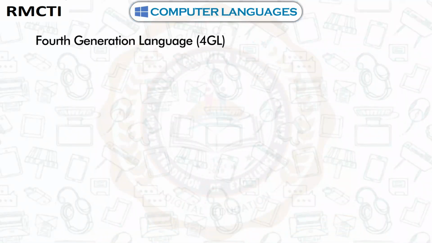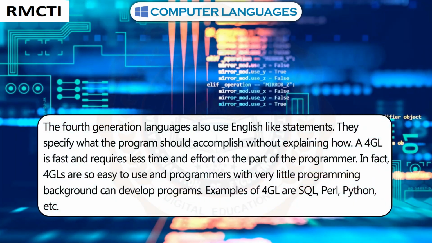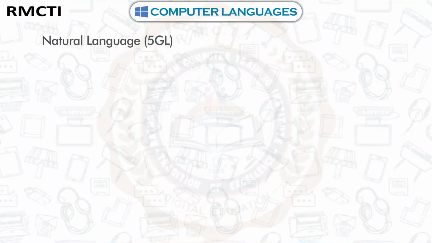Fourth-generation languages, 4GL. The fourth-generation languages also use English-like statements. They specify what the program should accomplish without explaining how. A 4GL is fast and requires less time and effort on the part of the programmer. In fact, 4GLs are so easy to use that programmers with very little programming background can develop programs. Examples of 4GL are SQL, Perl, Python, etc.